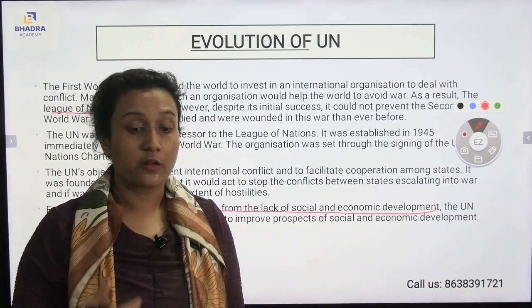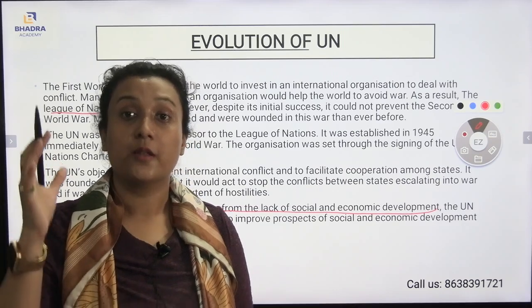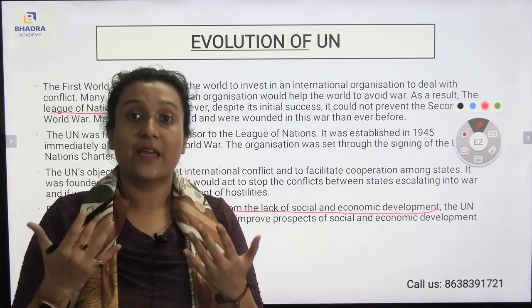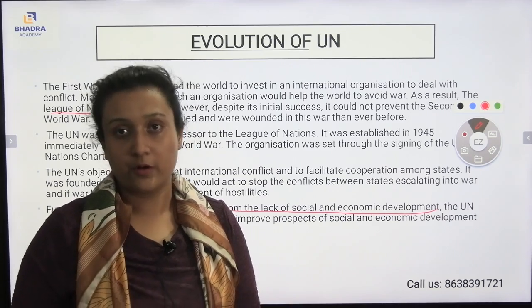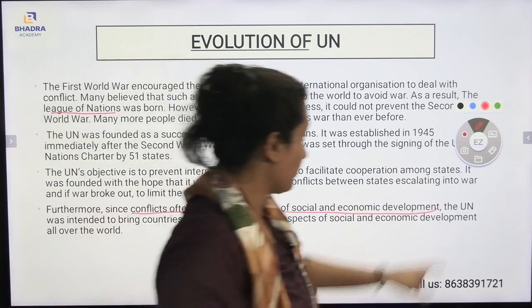Most of the countries have no improvement in social and economic development. As a result, the United Nations brings all the nations together, so that all the nations together can help each other and improve the social and economic aspects of a particular country. So this is why there was the evolution of the United Nations.